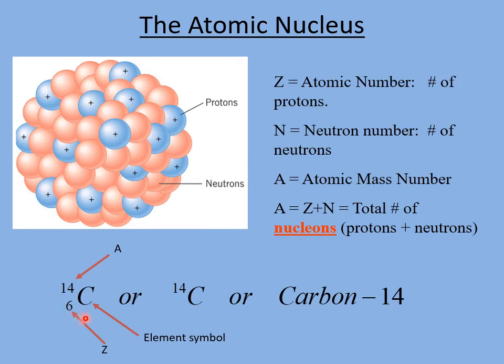Now, this notation is somewhat redundant, because the atomic number 6 always refers to carbon. In fact, carbon is defined by a nucleus that has 6 protons. So the 6 here doesn't really need to be shown. Sometimes this is just shown as a C with the atomic mass number 14 up here. And this can also be written out as carbon 14. That's the way we say this notation, carbon 14.